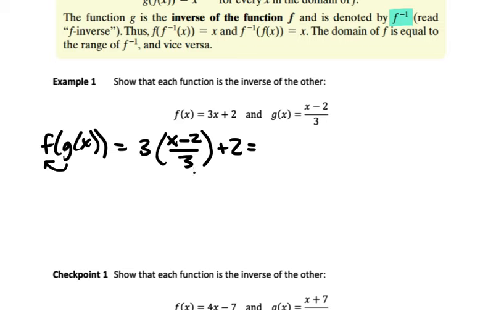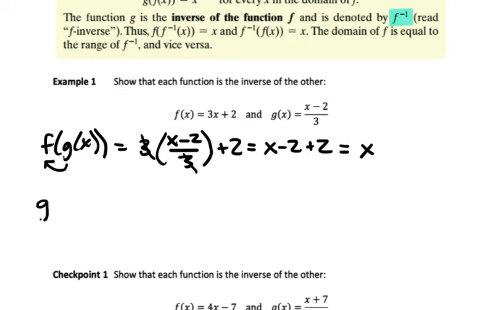Now looking at these 3's here, since they're the same number, I can just cancel them out. If they were not the same number, what I would need to do would be to distribute this 3 into whatever is in the top of the fraction. But since they're the same, I can cancel them out, and that leaves x minus 2 plus 2, and minus 2 plus 2 will also cancel out, so this will just equal x.